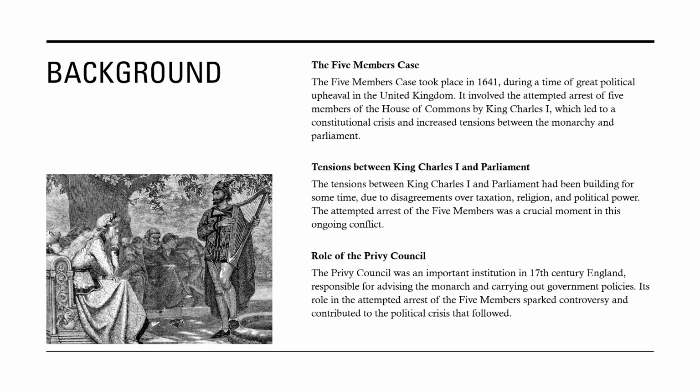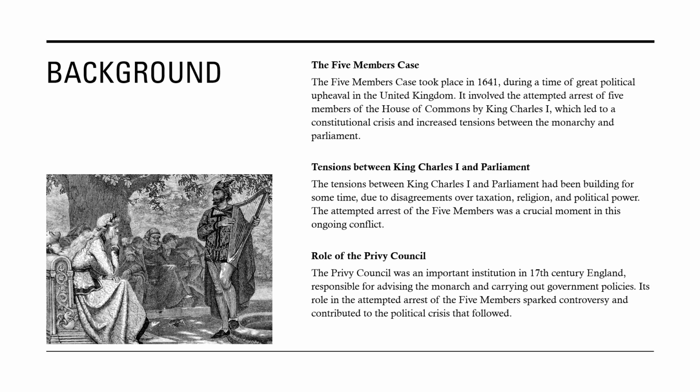Tensions between King Charles I and Parliament. The tensions between King Charles I and Parliament had been building for some time due to disagreements over taxation, religion, and political power. The attempted arrest of the five members was a critical moment in this ongoing conflict.